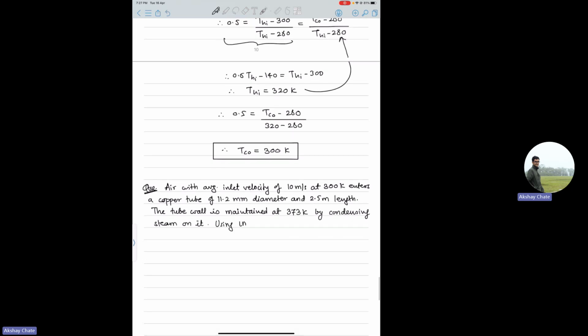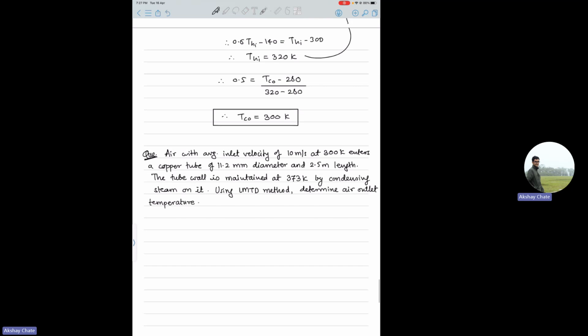Using the LMTD method, determine the air outlet temperature, and it is also mentioned to assume constant heat transfer coefficient and neglect tube wall resistance. So even this information is given.